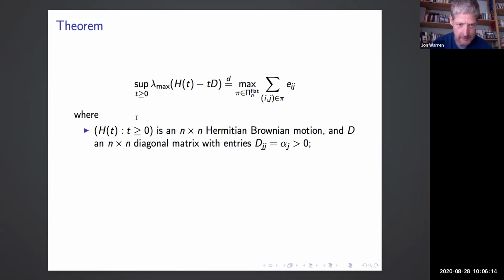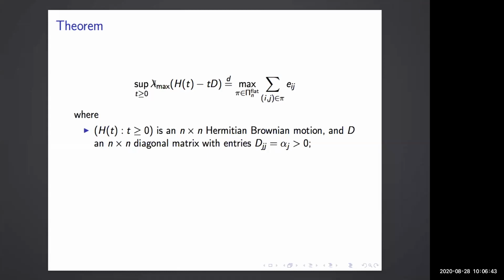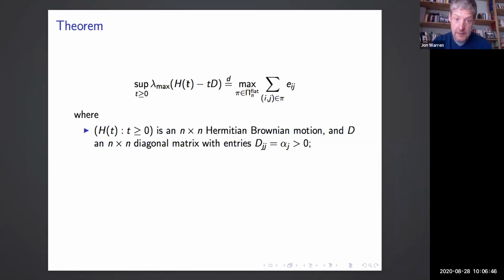So to be a bit more precise, the HT is an n by n Hermitian Brownian motion. So it has entries which are complex Brownian motions. And the drift of our Brownian motion on the previous slide is replaced by t times some fixed diagonal matrix, which has positive entries, alpha 1 up to alpha n. And then we're looking at this process. It's a Hermitian matrix, so for each t, it has a set of real eigenvalues and a largest one, and that's the lambda max.